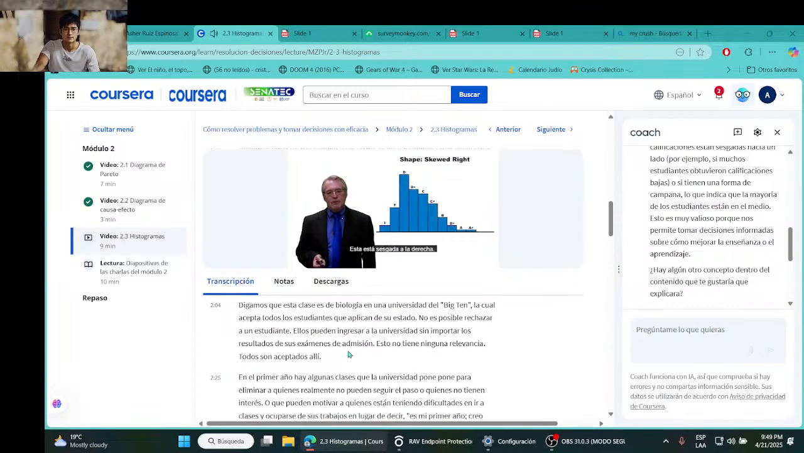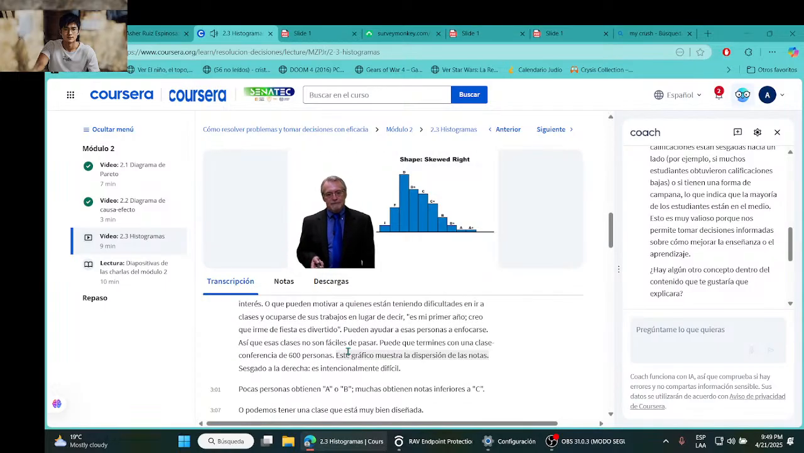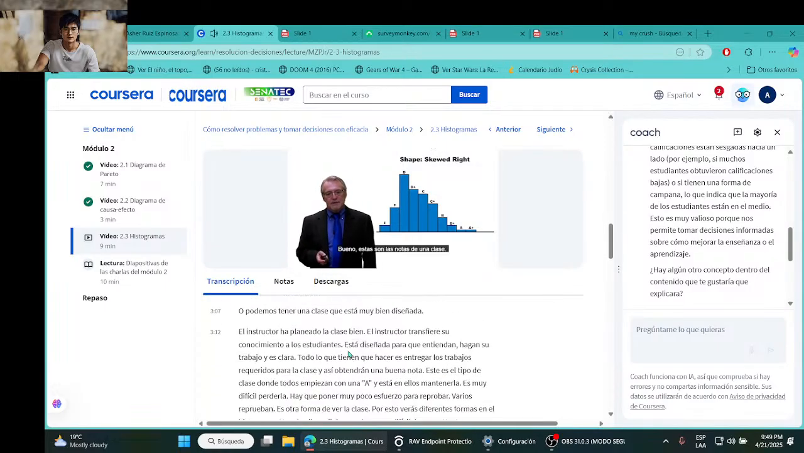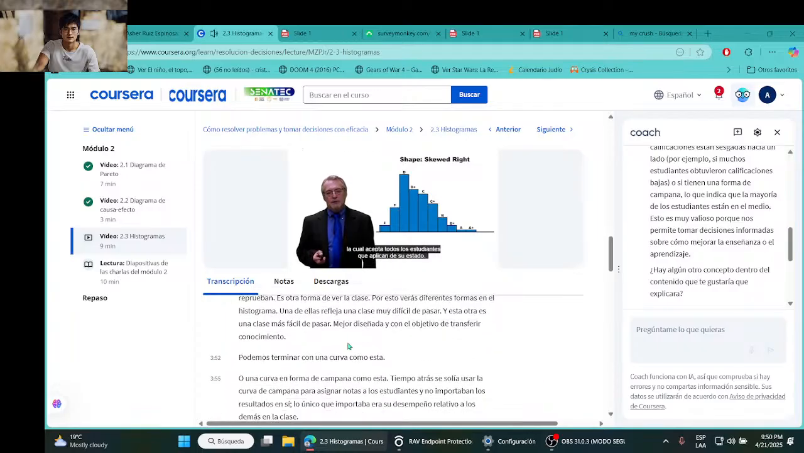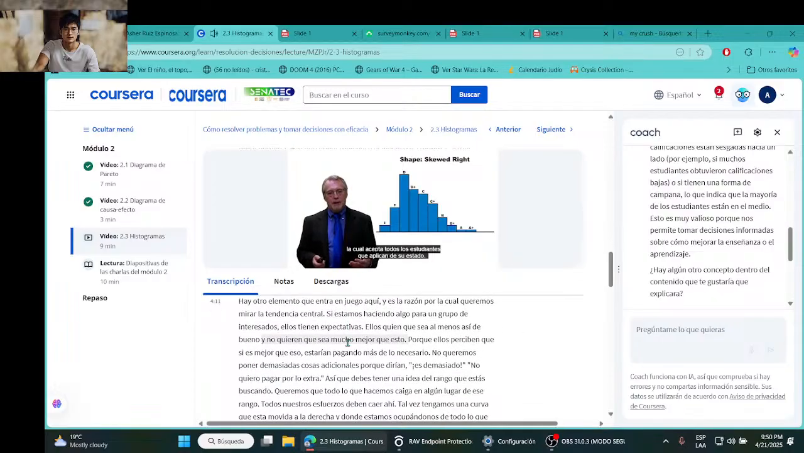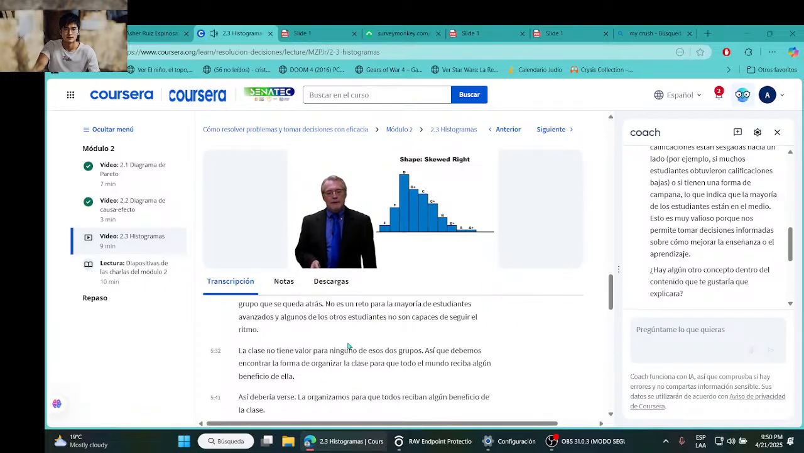This one's skewed off to the right. What happened here? Well, this is a class that's gotten some grades. Let's say this is a class in biology at a Big Ten university that accepts every student that applies from that state. You can't turn down a student. They get to come to the university no matter what their SAT or ACT scores might happen to be. Doesn't make any difference. They all get to come there.